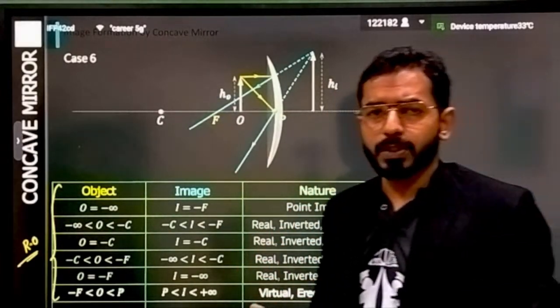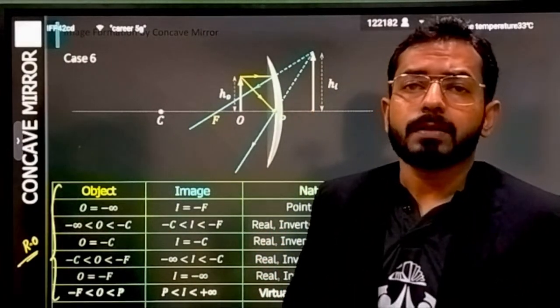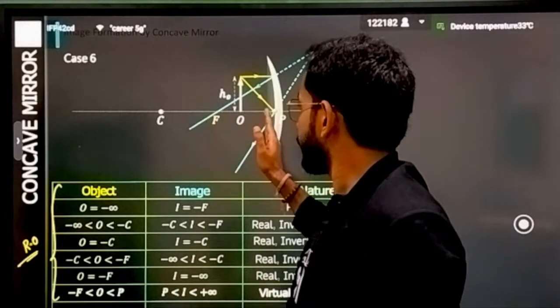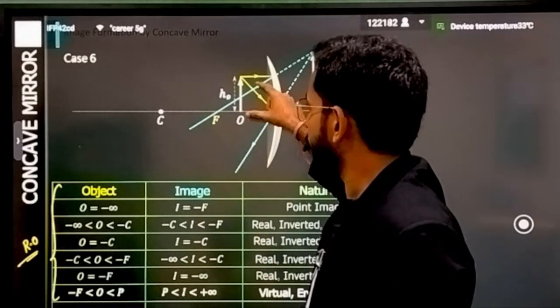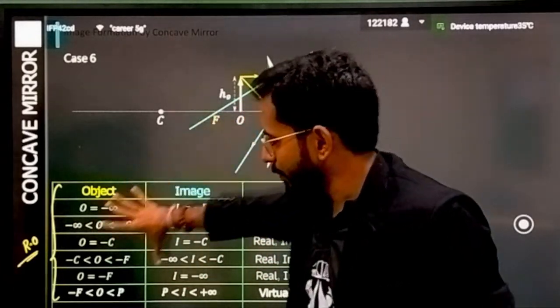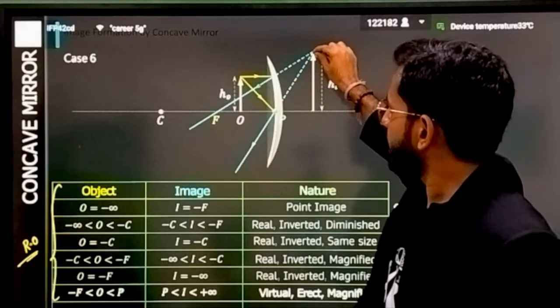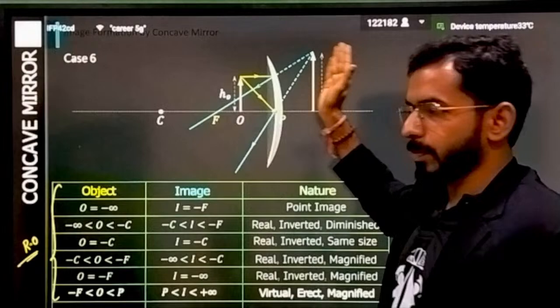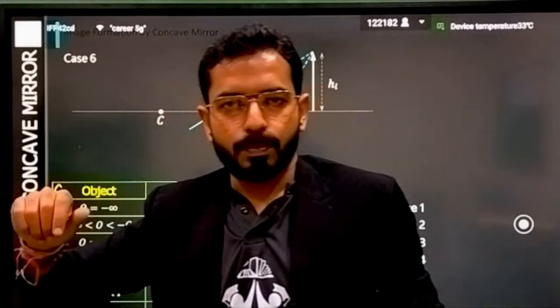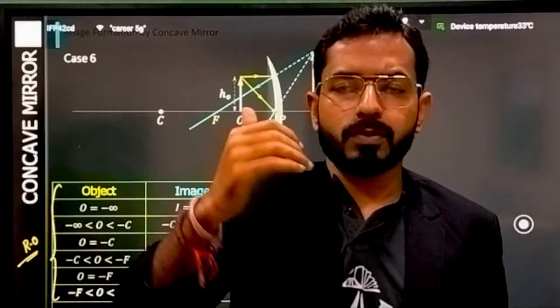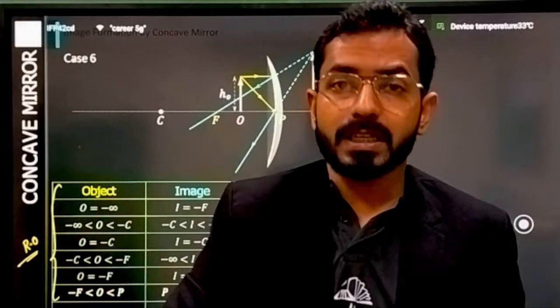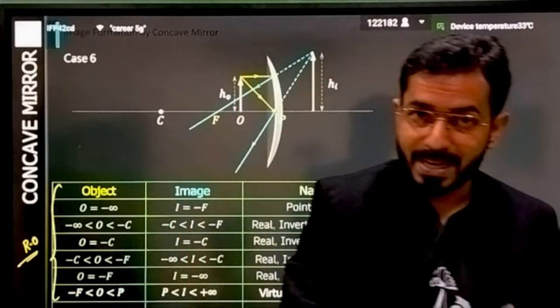Last case, and the one exception in case of a concave mirror, when the object is kept between focus and pole. When the object is kept between focus and pole, the rays are never going to meet on the same side. So we have to extend both these rays backward and they appear to converge at this point on the other side of the mirror. That's why we say the image is forming behind the mirror. Nature is virtual because it is not on the same side.